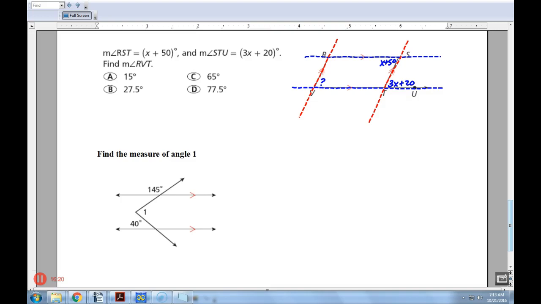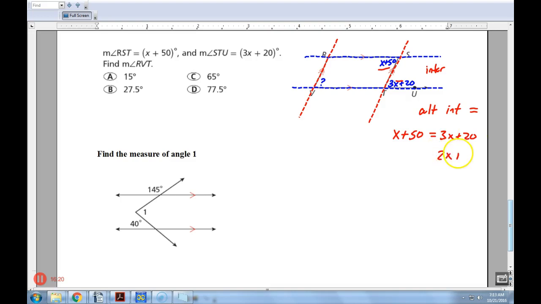So let's go ahead and try to tackle it. Well, when I look at these two angles that were given to me, I notice that they are on the interior of the blue lines, of the parallel lines, and they're on alternate sides of the transversal. So these two are alternate interior, which I know have to be equal. So I set up my equation, x plus 50 equals 3x plus 20. And I'm going to solve this.